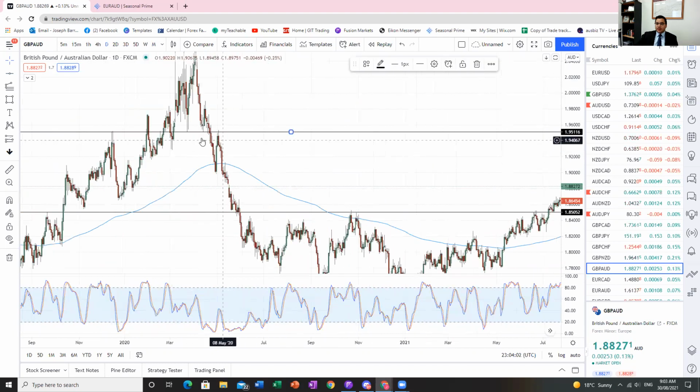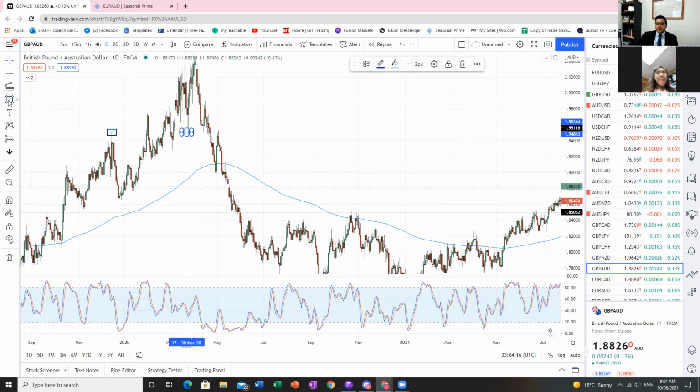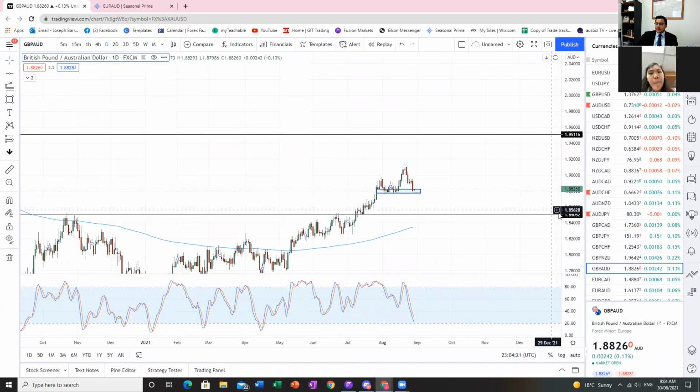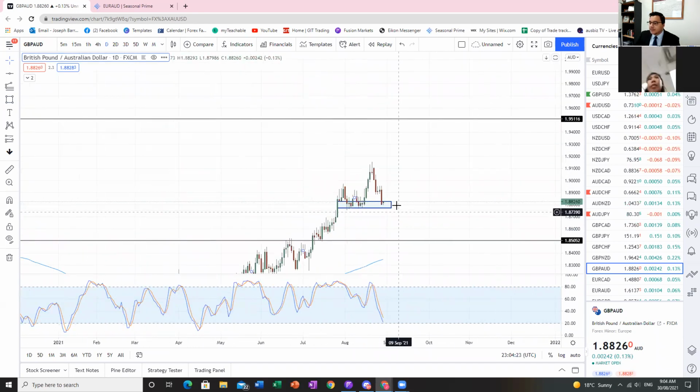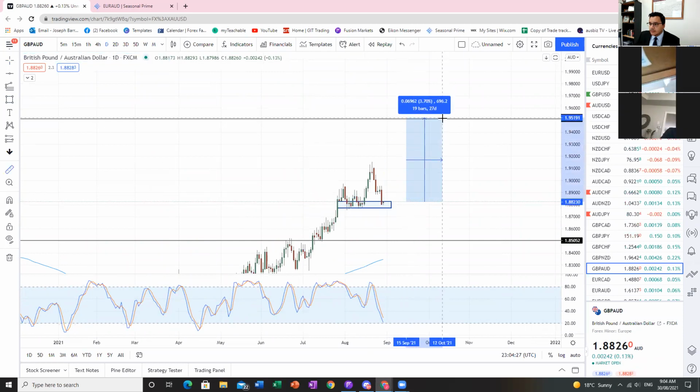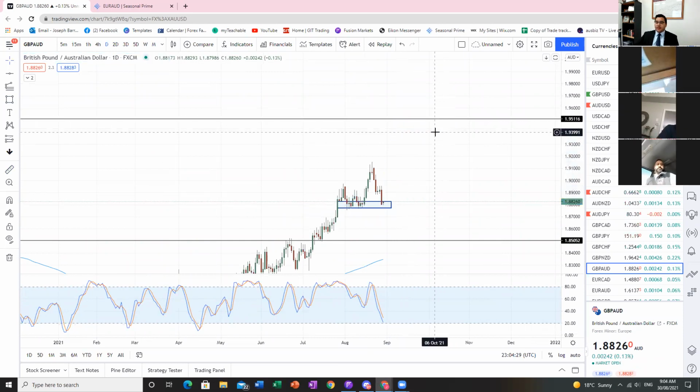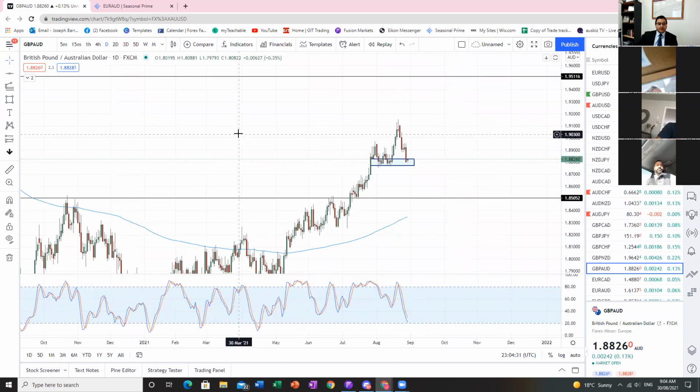Around there are my targets, right? And I'm looking at that point through there. Let's mark that more permanently. So we're looking at these points here for our take profit. There's still a potential 670 pips to the upside, and that's what we're looking for.